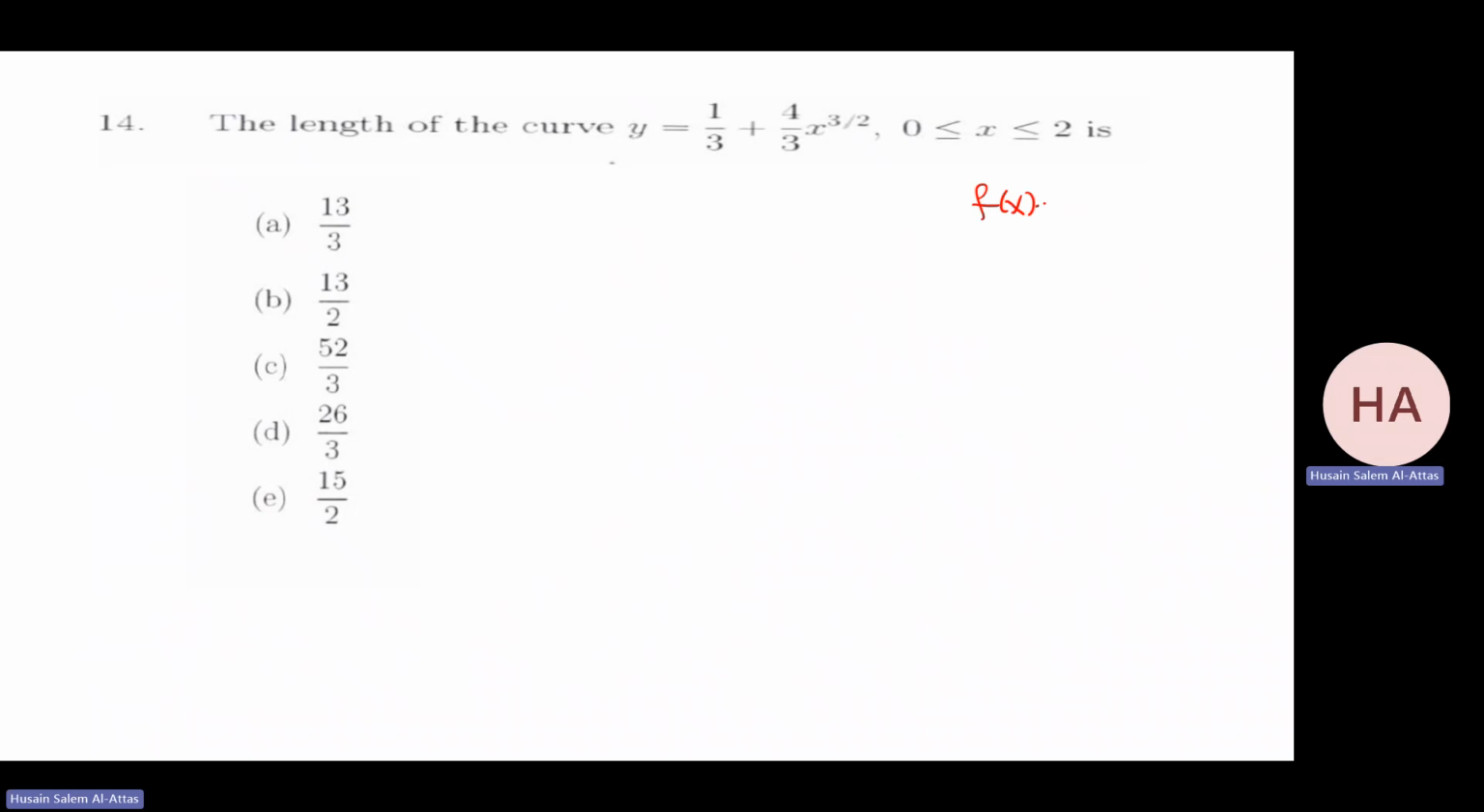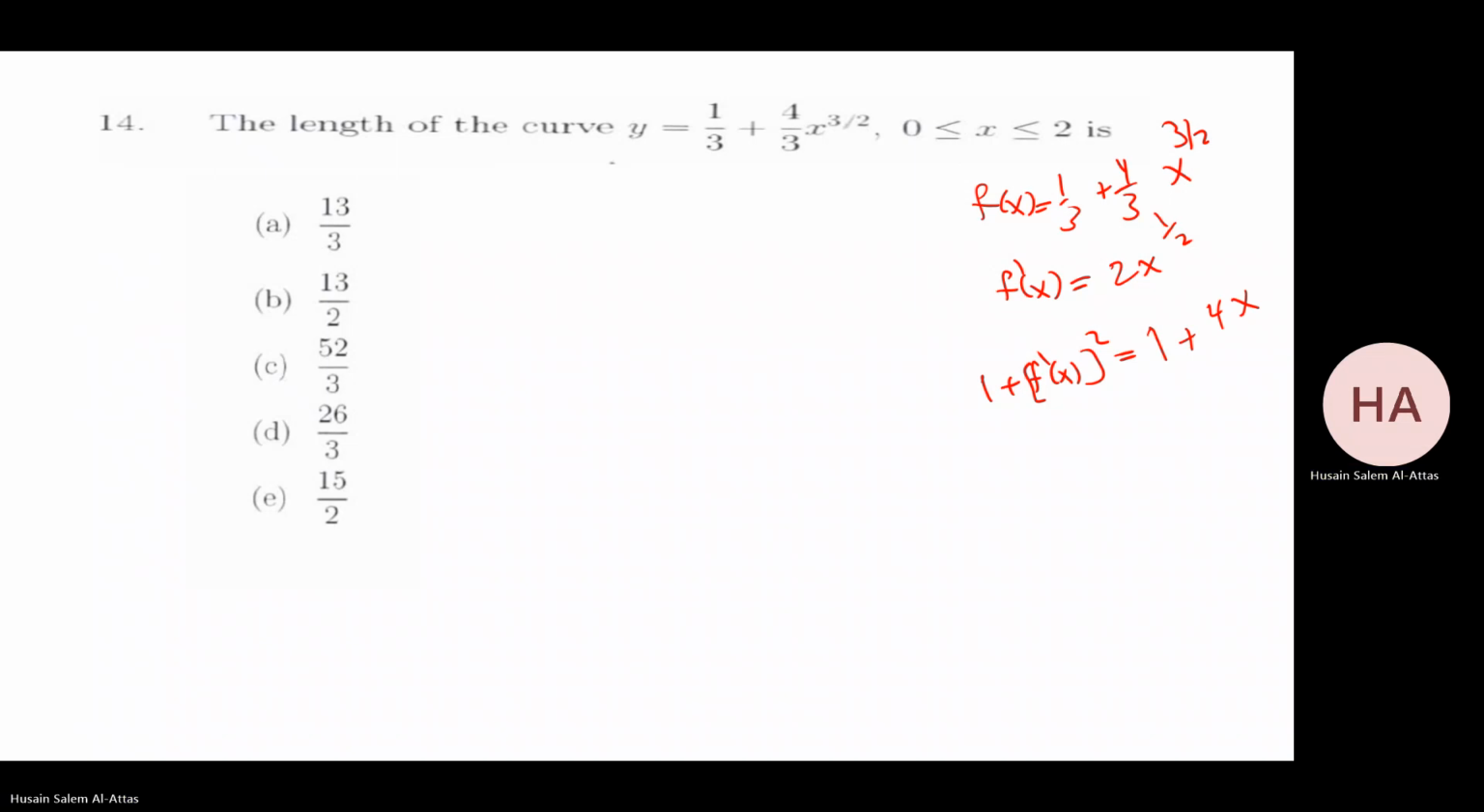The length of the curve. I have f of x is 1 over 3 plus 4 over 3 x to the power 3 over 2. So f prime will be 2 x to the power half. 1 plus f prime squared. That will be what? It will be 1 plus 4x. So my L will be from 0 to 2 of the square root of 1 plus 4x dx.